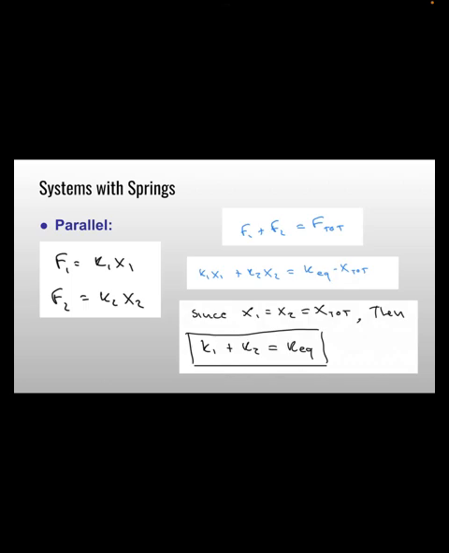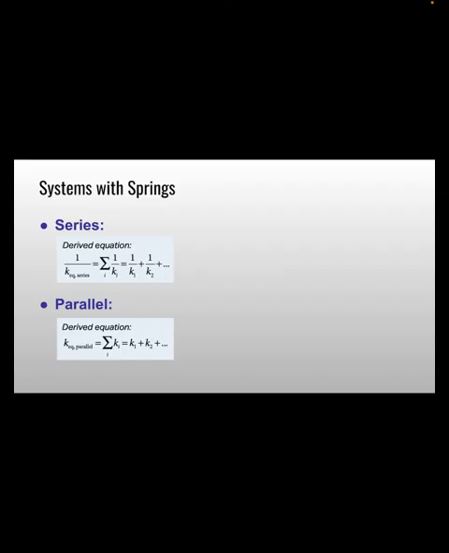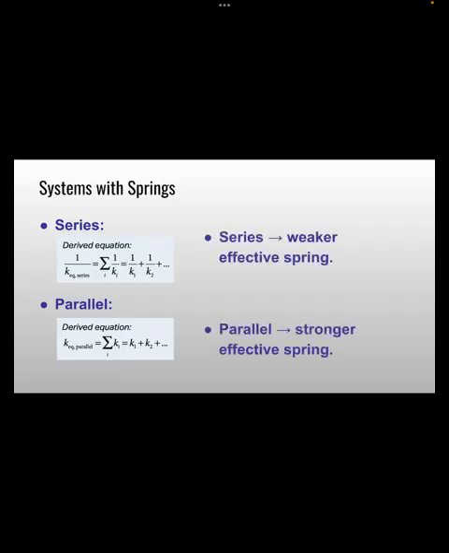So, to summarize this, in series, to find the equivalent K of the system, we do 1 over K equals 1 over K1 plus 1 over K2 plus 1 over K3, etc. And in parallel, we add the K's, which means that by connecting springs in series, we're actually making the spring weaker or easier to stretch. And by putting them in parallel, we're actually making them stronger, more effective.